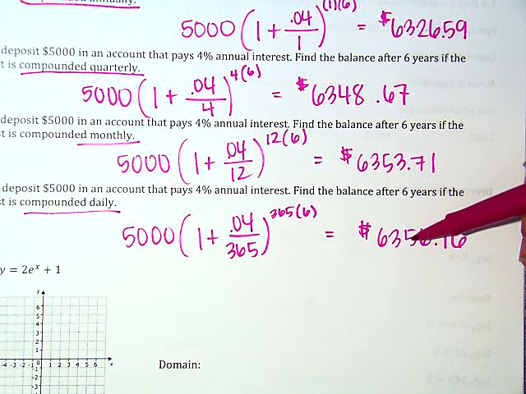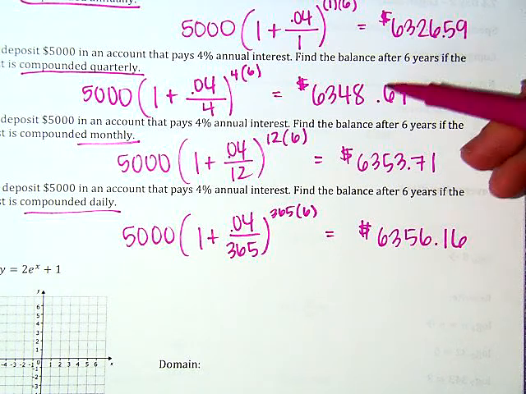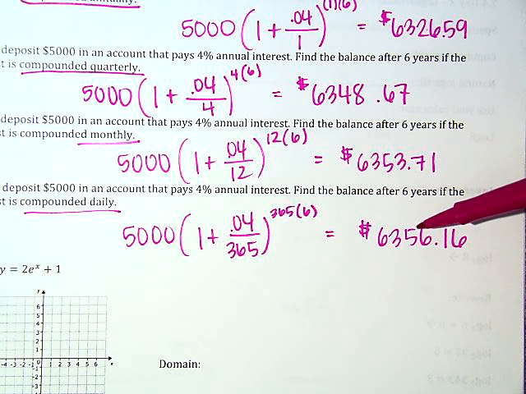So the more times it's compounded, this was 1 time per year. Now we had 365 times per year. The more times it's compounded, the more money you make.